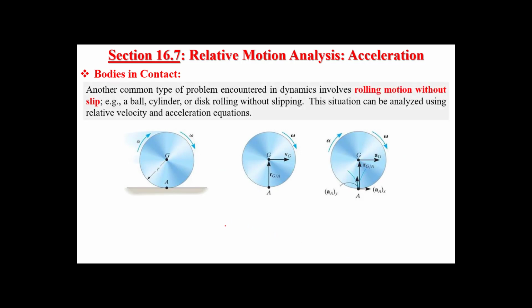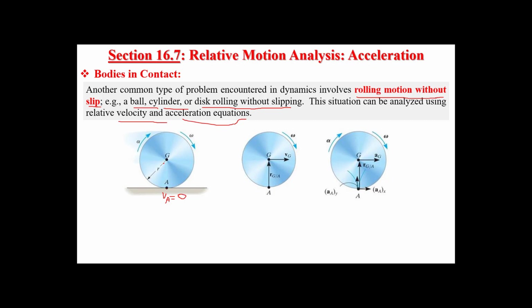Another comment on rolling bodies. Another common type of problem encountered in dynamics involves rolling motion without slip, for example, a ball, cylinder, or disc rolling without slipping. This situation can be analyzed using the relative velocity and acceleration equations. Remember when we talked about the instantaneous center of zero velocity: if we have a rolling body and the point in contact with the ground does not slip, then VA equals 0, correct?